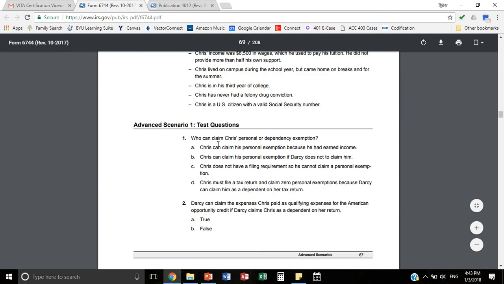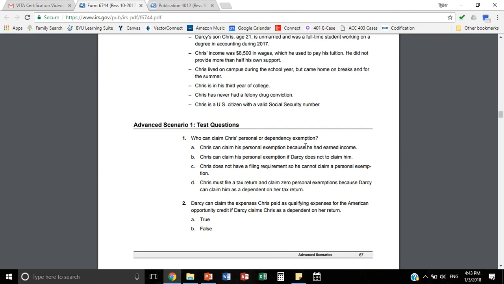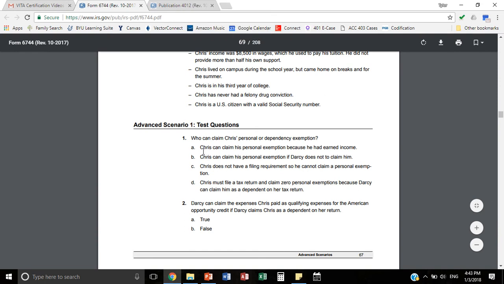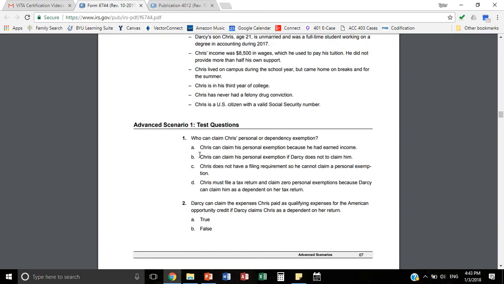So because Darcy can claim Chris as a dependent, he cannot claim his personal exemption, because it says that anybody who is a dependent of another person or can be claimed as a dependent must claim themselves as a dependent on their own tax return, which means that they can't claim the personal exemption. So both A and B, they don't work. Now, number C, Chris does not have a filing requirement, so he cannot claim a personal exemption.